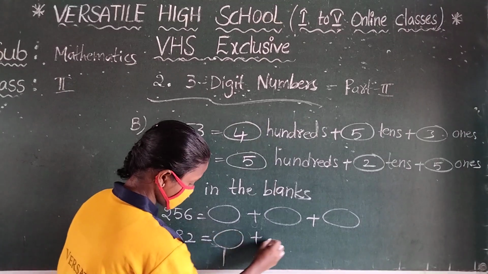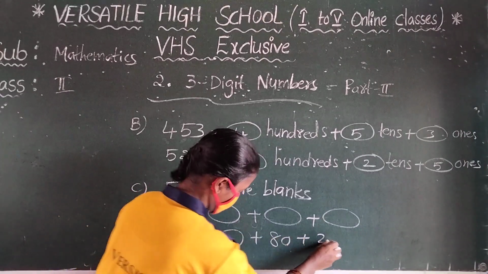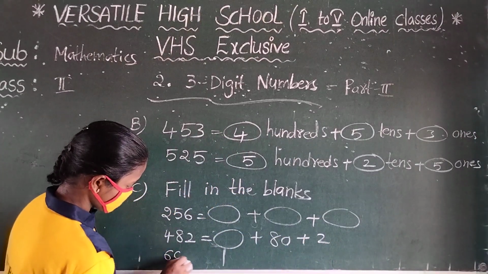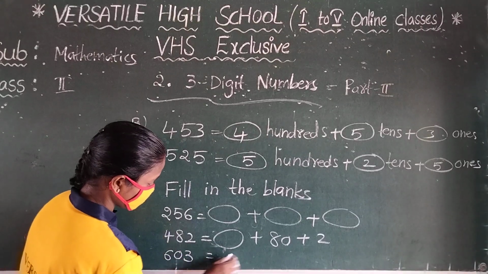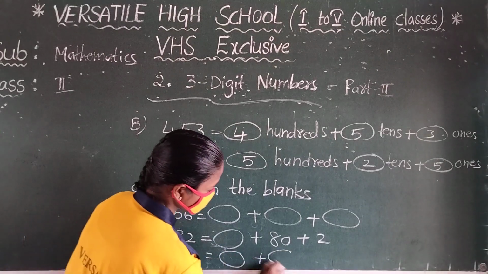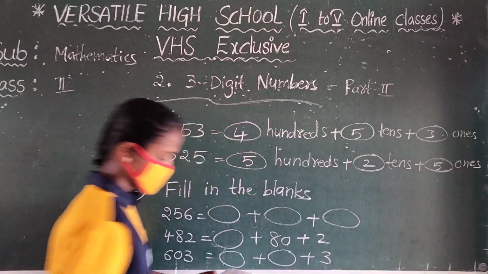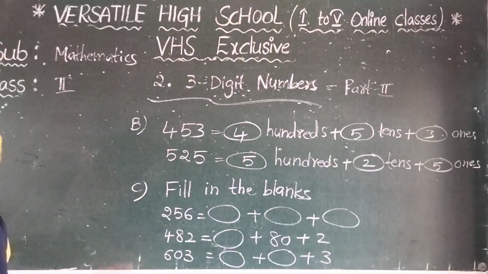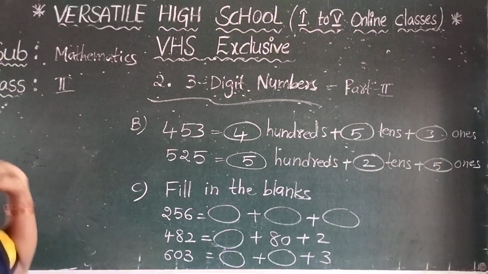Box plus 80 plus 2. And the third one is 603, that is box plus 3. Some are given, some are not given. Where is that not given? You just fill that in too.